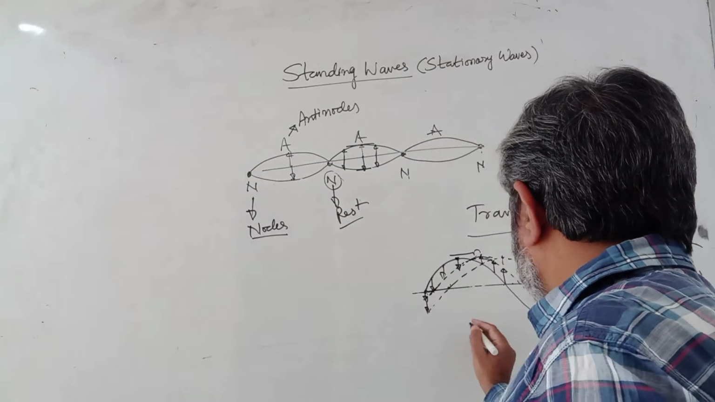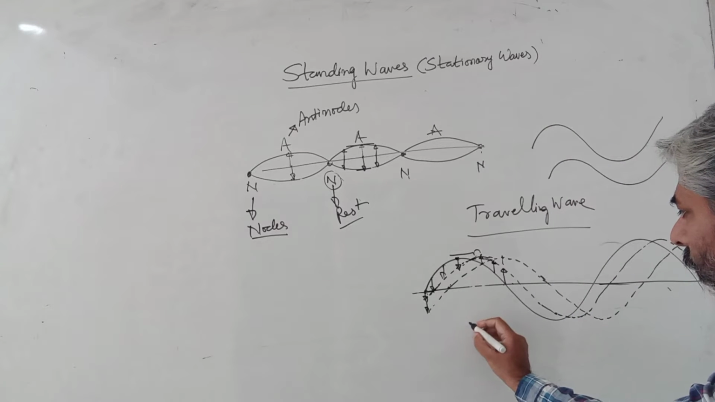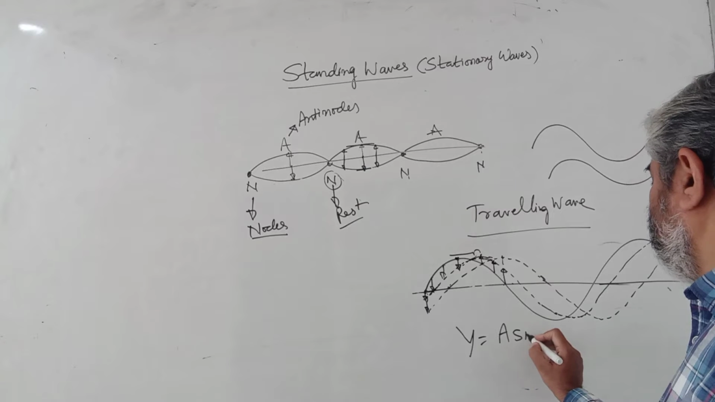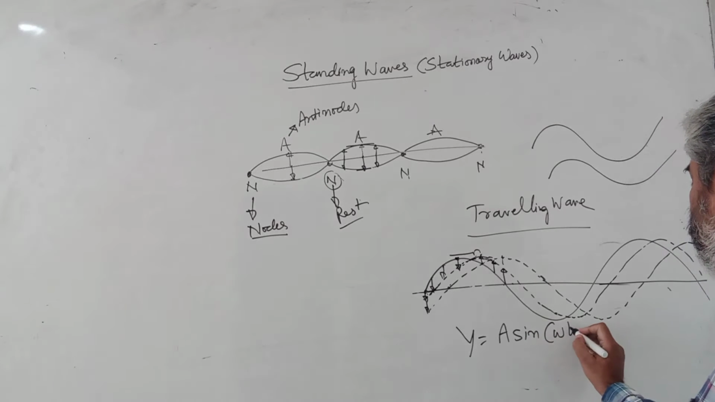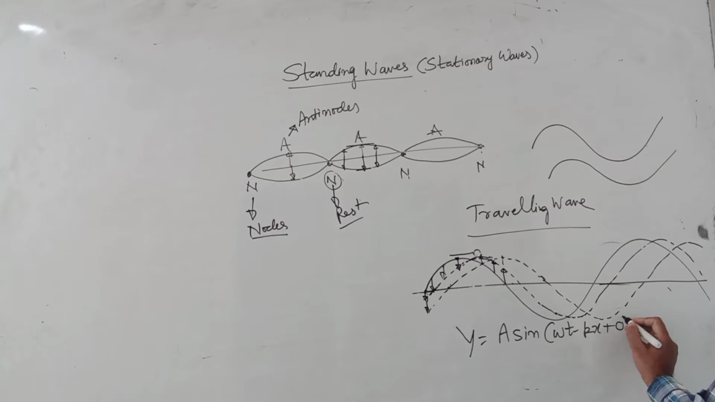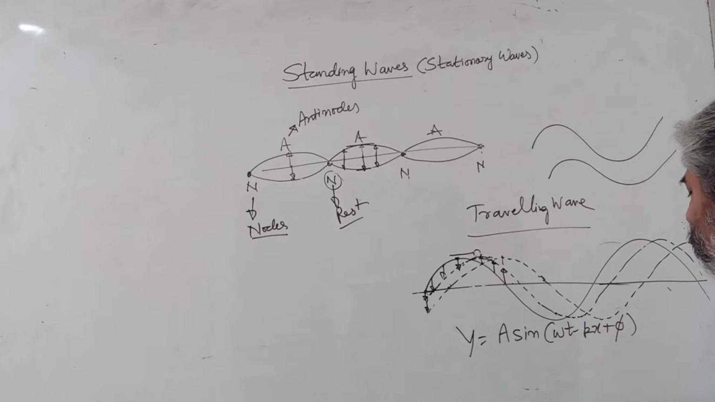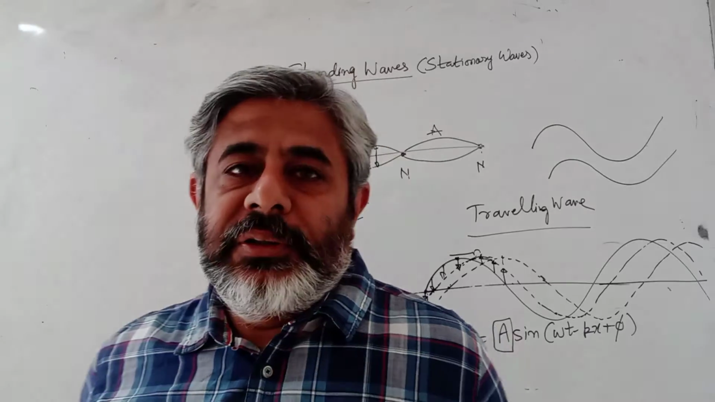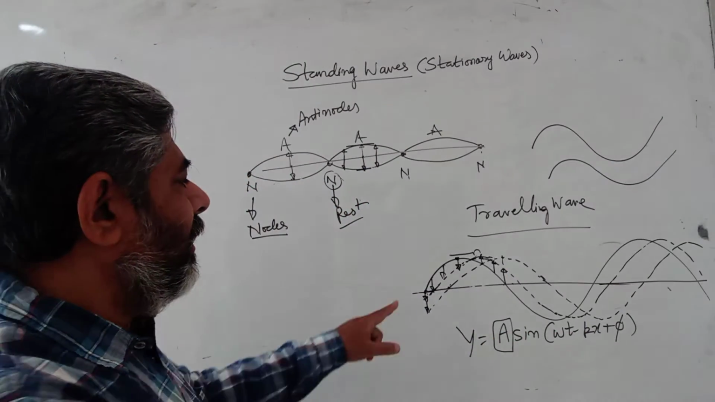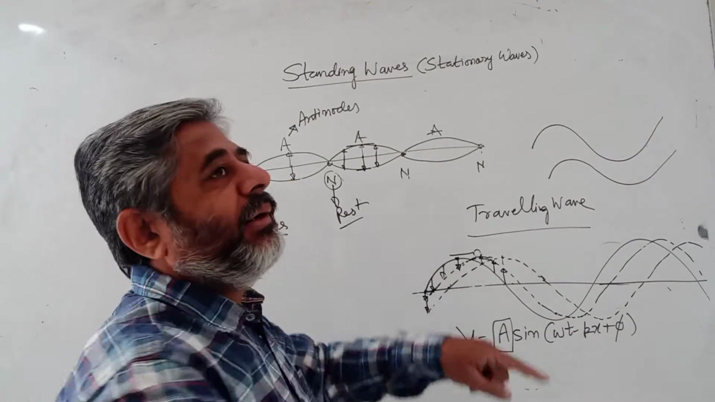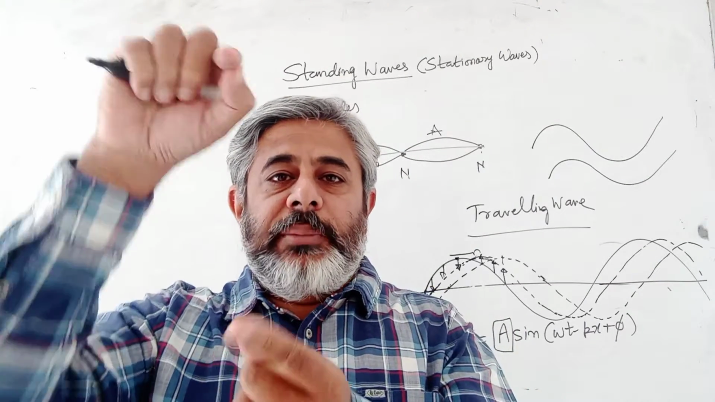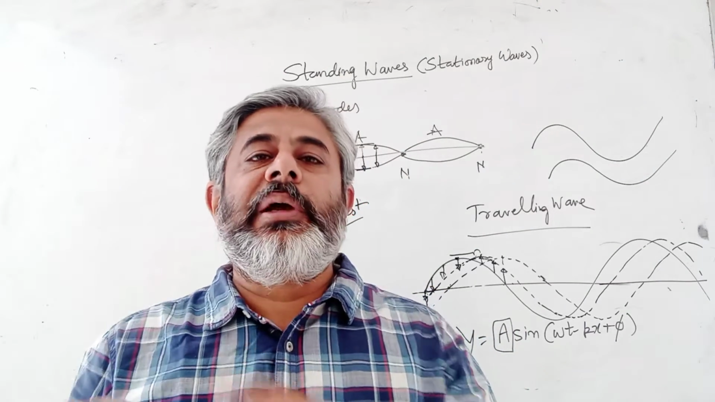So as I said to you, if I remind you the equation of a traveling wave which is moving, the equation is something like this: a sine omega t minus kx plus phi, phi being the phase constant, and this term a represents the amplitude of this traveling wave. So each particle goes up to the same height and comes back. Just pay attention. Goes up to the same height, comes back.